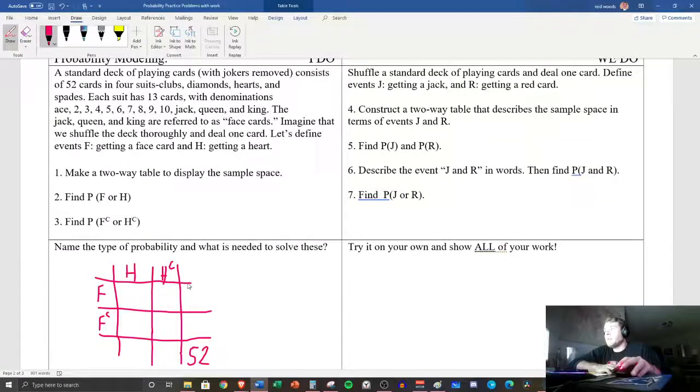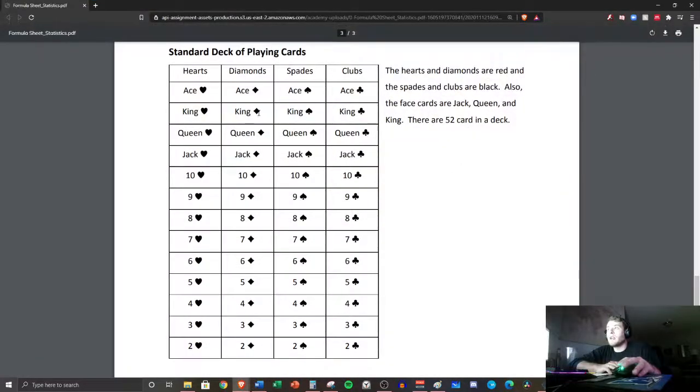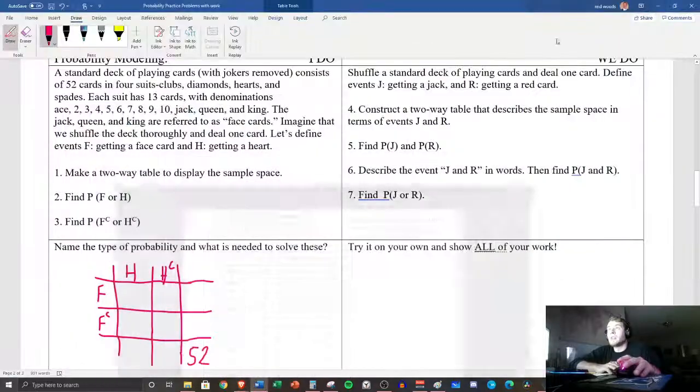Okay, now we want to fill in the rest of this. So the first thing is, how many total face cards are there? Well, if you can't do that in your head, of course we can go here. It already said that King, Queen, and Jack are all face cards. So how many are there? Well, there's 12, right? 3 rows of 4 on there. So that's one way that you can use that. So there's 12 of these. That means there has to be 40 that are not face cards, right?